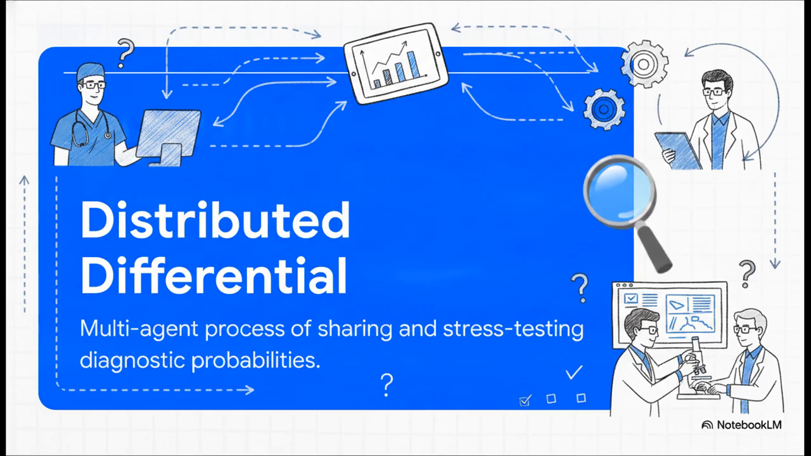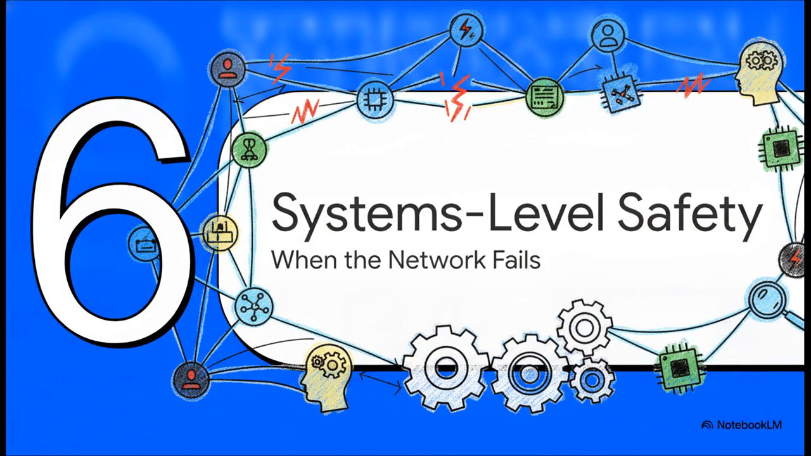It's the multi-agent process of building, sharing, and stress testing diagnostic probabilities across an entire organization. Just imagine an ER doctor, a radiologist, and a lab technician all interacting with and tweaking the exact same diagnostic probability list in real time based on incoming data. It's collaborative problem solving at a true operational scale. But of course, things go wrong. Let's look at Section 6, Systems Level Safety, and what happens when the network fails.